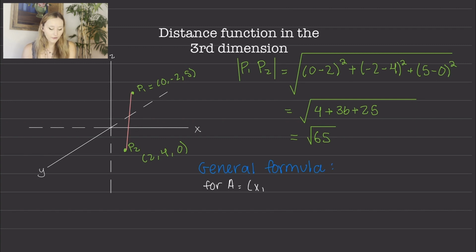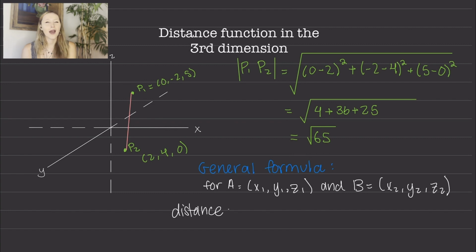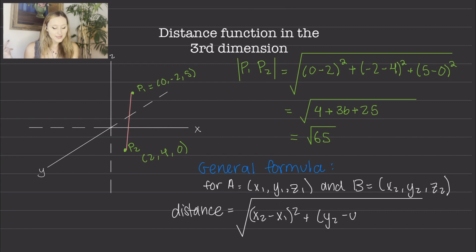This is the general formula that you are going to use for distances. Think of the Pythagorean theorem, think of how you find the hypotenuse here. So for 2 points, the distance is the square root of (x2 - x1) squared plus (y2 - y1) squared plus (z2 - z1) squared. Not too bad, you just need to know the formula.